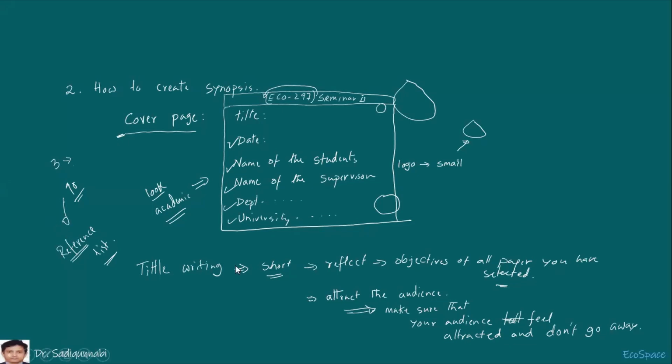Okay, cover page is done. So what is the next? After cover page, you have to write down the title again. In the next page, you are going to remind by writing the title, and then you are going to write down the abstract.